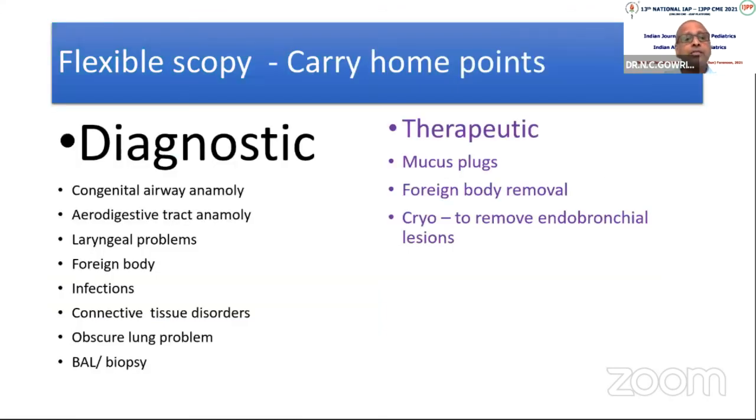So carry home points, mainly diagnostic, but few therapeutic modalities can be done with flexible scopy, including mucus plug, foreign body removal, cryo sometimes to remove endobronchial lesions.